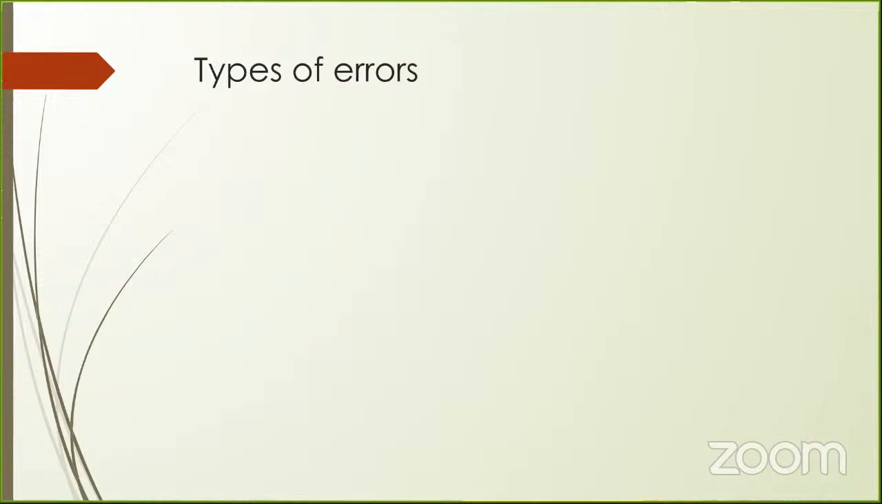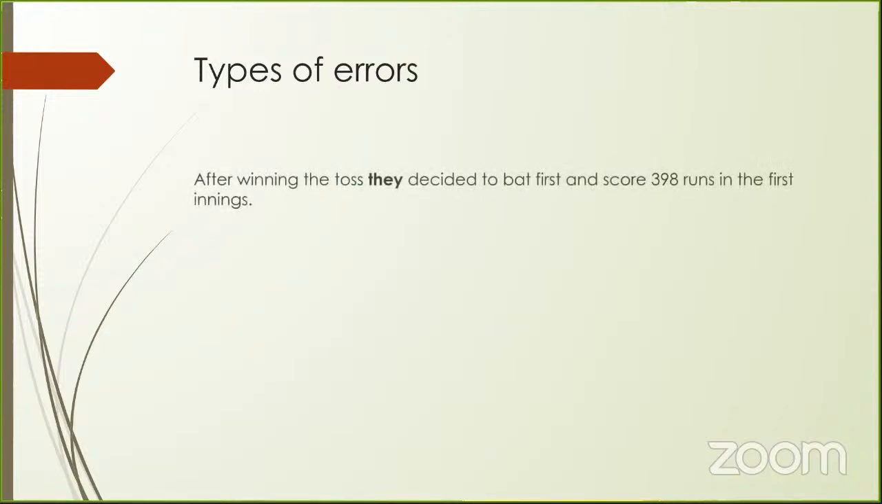And what are the types of errors there can be in a summary? Say I selected this sentence as my most important sentence, which was ranked 1: "After winning the toss, they decided to bat first and score 398 runs in the first innings." Grammatically perfect. It also has the content that we want, but it's not readable because who is this "they"? Had there been a team name, this would have been a perfect summary. But it wasn't, because in extractive techniques, this is usually a problem. It's grammatically correct, good content coverage, but not readable.